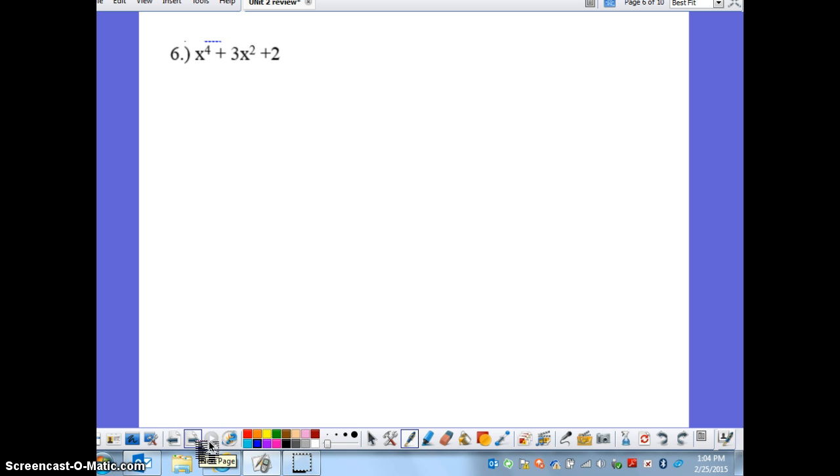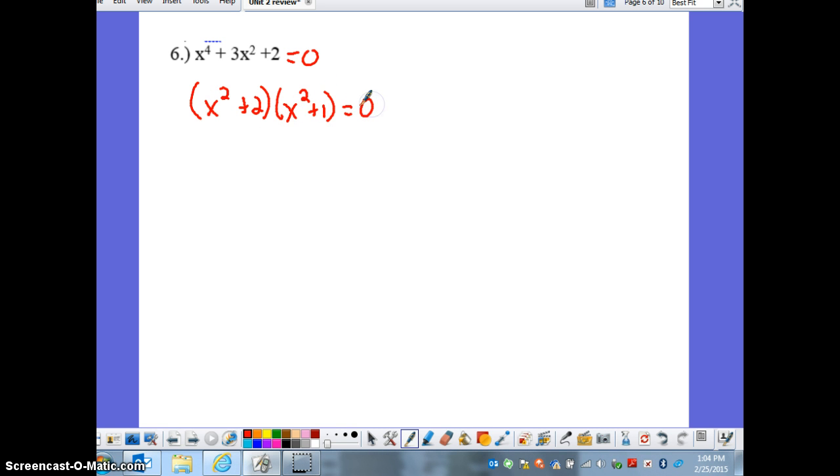All right, so number 6, x to the fourth plus 3x squared plus 2. Again, I'm going to set that equal to 0. I'm looking for my x-intercepts first, which come from the zeros. I have to look first to see if this can factor. This factors to x squared plus 2 and x squared plus 1. Set those both equal to 0. When I do so, this is very similar to number 5. You get x is equal to plus or minus i root 2 and plus or minus i root 1, which is really just i. Remember, the square root of 1 is just 1, so that just goes away. The y-intercept of this one is going to be (0, 2).